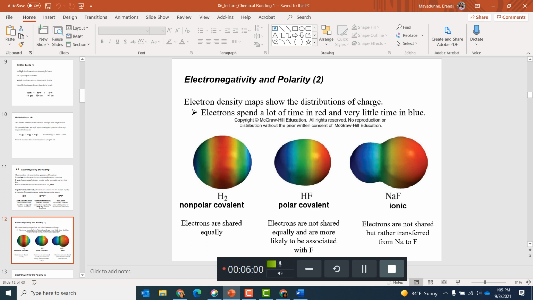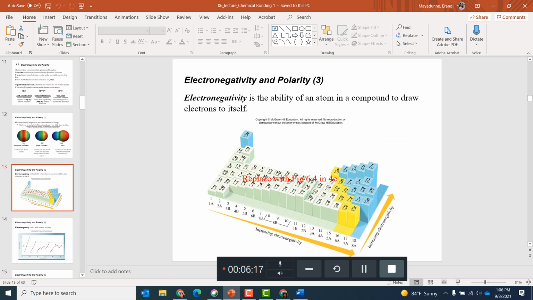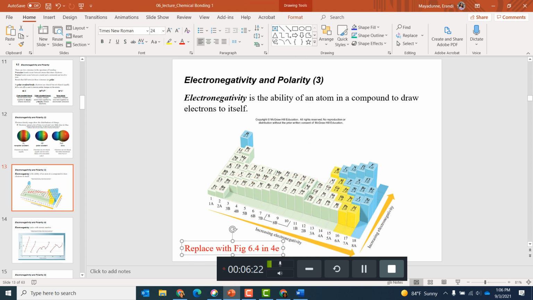Even the covalent bonding you can classify: non-polar covalent, which is the same as pure covalent, and polar covalent. Polar covalent always has an electronegativity difference between the two atoms involved in the bonding. This periodic table is important. This periodic table shows the electronegativity. All the atoms in the periodic table have an electronegativity.